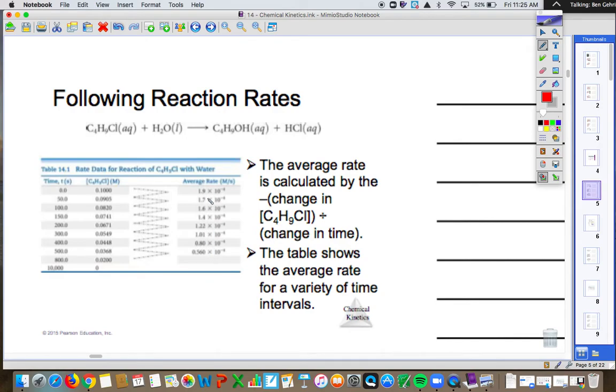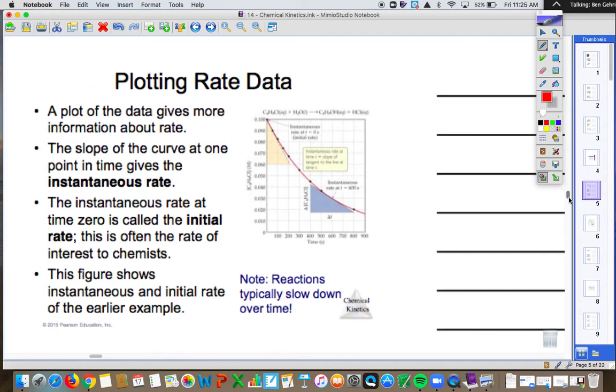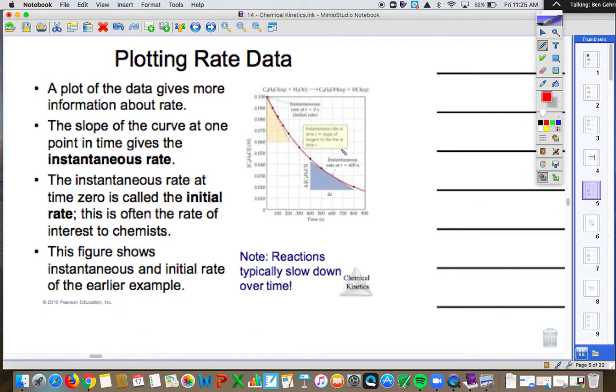You notice it changes. It's going down as your concentration gets smaller, so the reaction takes place at a slower pace. We can take this information in a data table and put it on a graph. Graphs are easier to see and interpret. I'll show you a bigger, better picture of this same graph in a bit, but we can plot the data from a data table and get more information about what's going on.